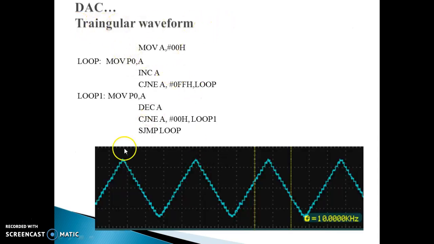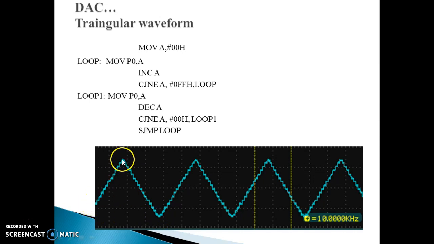Similarly, I can generate a triangular waveform. This is how a triangular waveform looks. Again, if you see carefully, it is in the form of steps. You move a value into accumulator A, and move that data to port 0 if port 0 is connected to your DAC. Increment, and compare if it has reached FF. If it has not, you jump back. Once it has reached FF, this condition is no longer true, and you come down by decrementing. So at every step it keeps on incrementing, reaches FF, then keeps on decrementing, and this waveform is generated.